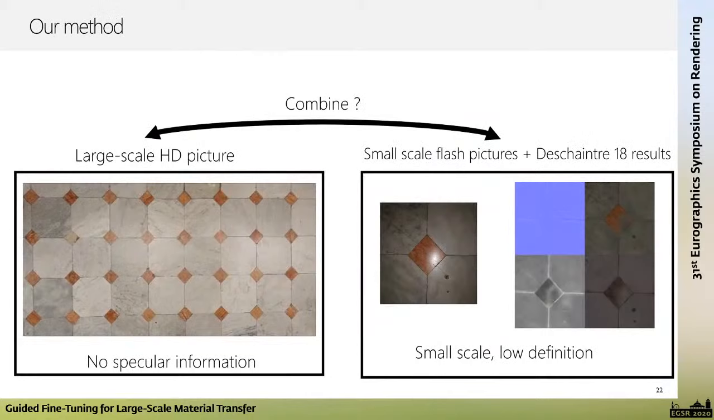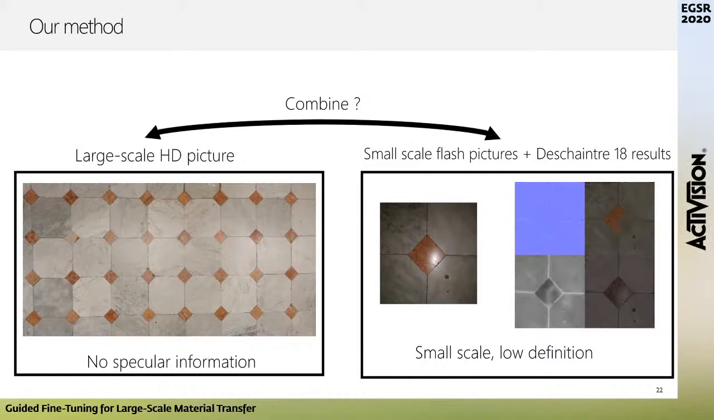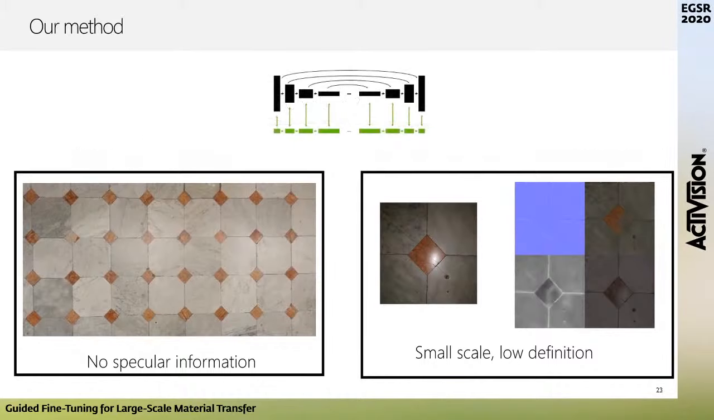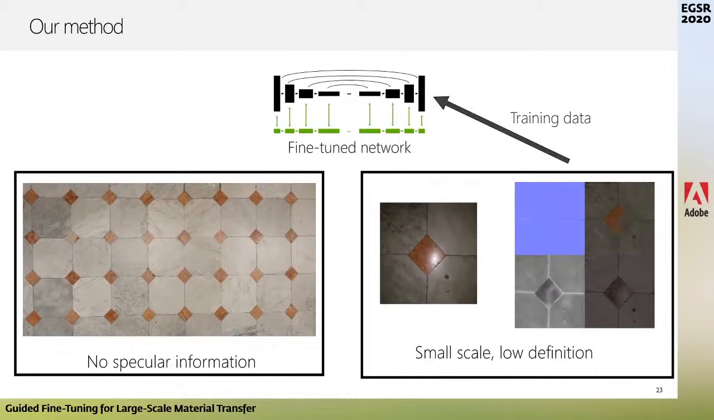So let's now discuss in more detail how we combine the available information from the small scale to the large scale. As I briefly mentioned, we want to specialize a network to process this large-scale image on the bottom left. And we propose to use the small-scale exemplar as training data to fine-tune our network. And once the network is fine-tuned, after a few minutes, we can process our large-scale HD image.